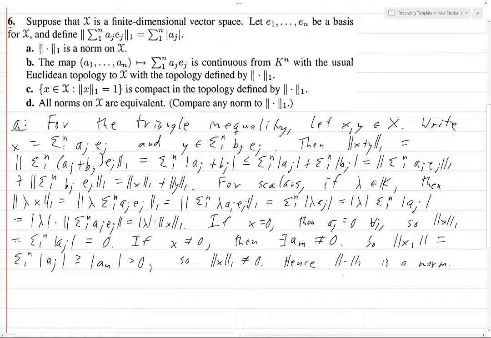So now that we know it's a norm, we could call it a norm. But before that, we didn't know it was a norm. So you can't call it a norm if it's not necessarily a norm. When you know it's a norm, it's a norm.